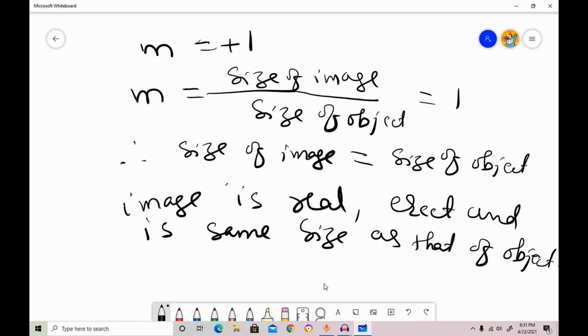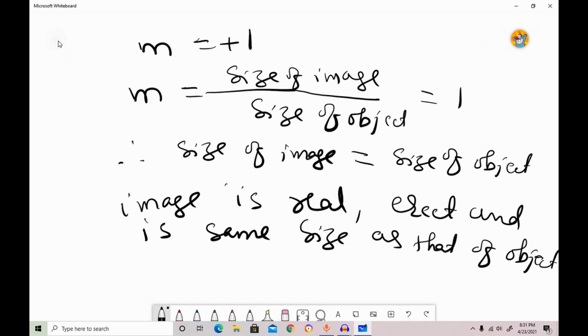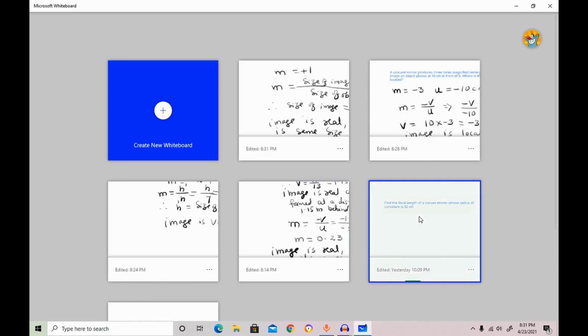Sometimes you're asked to analyze the problem with respect to the m that is given. Let us move to the next problem.